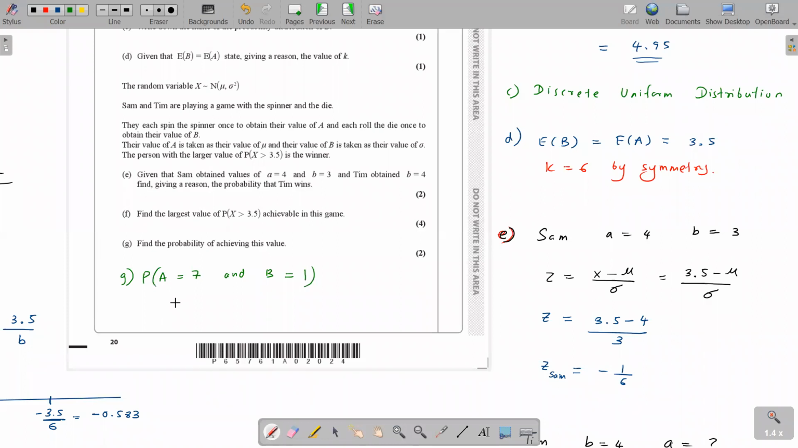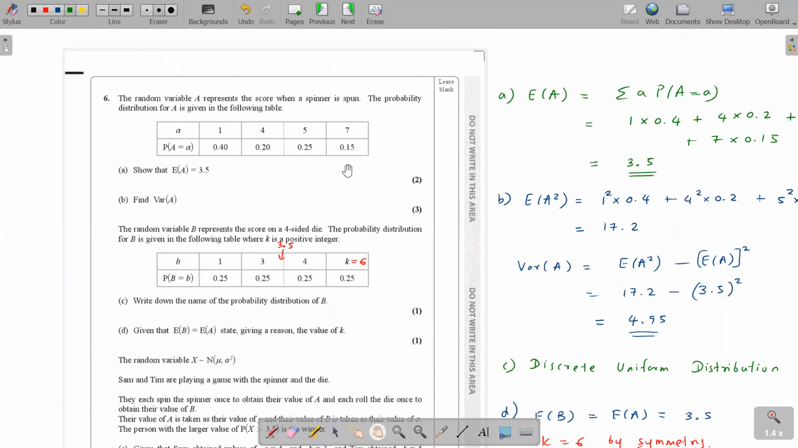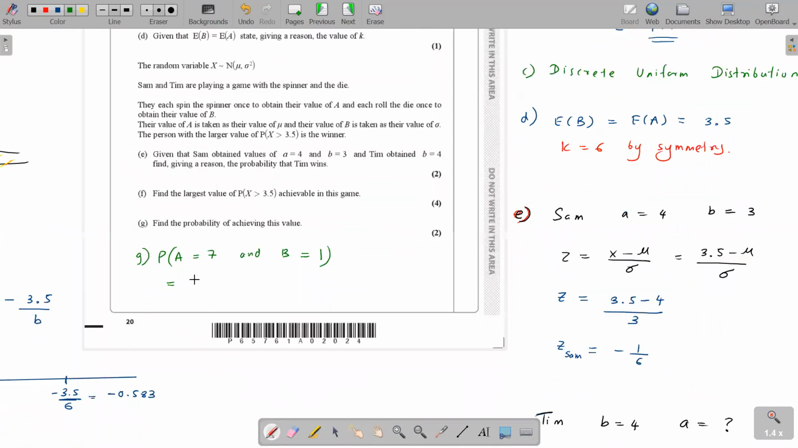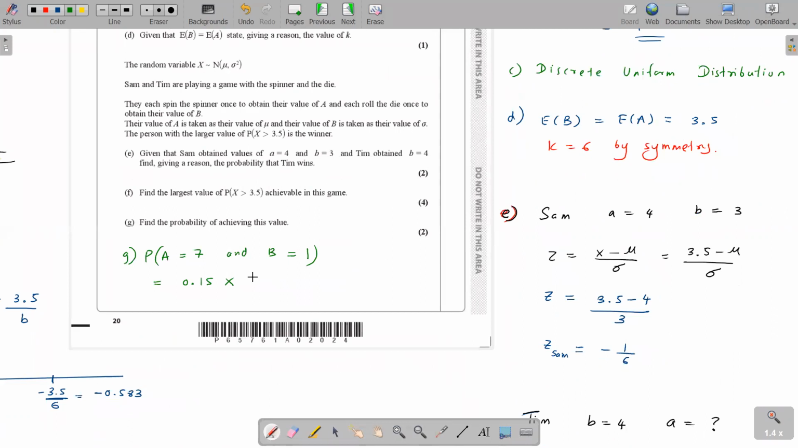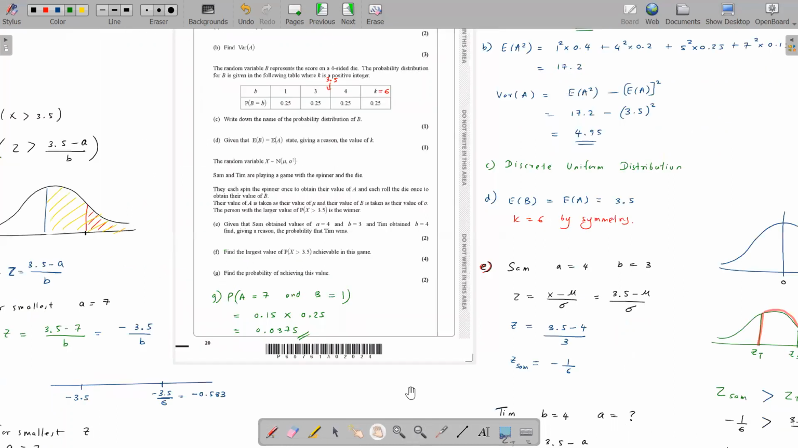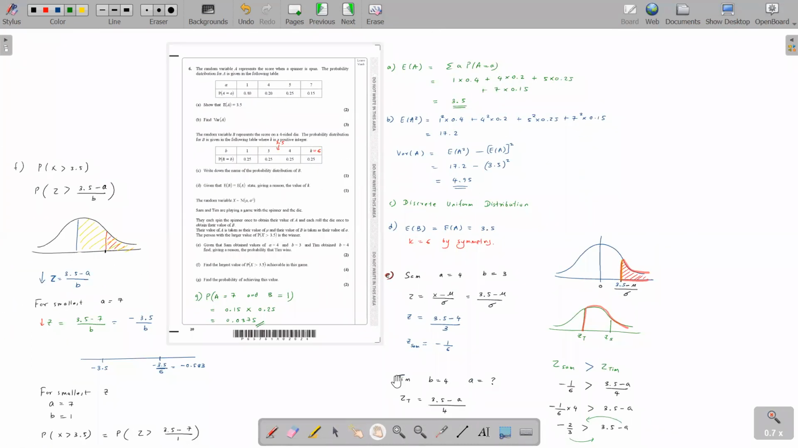So what's the probability of A being 7? Go to the table. It is 0.15 and the probability of B being 1 is 0.25. So when you multiply, you get 0.0375. So this is the probability of actually achieving this value. Okay, is this clear?